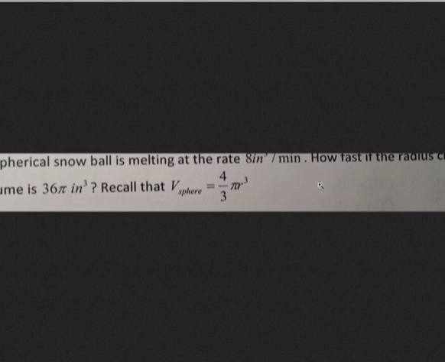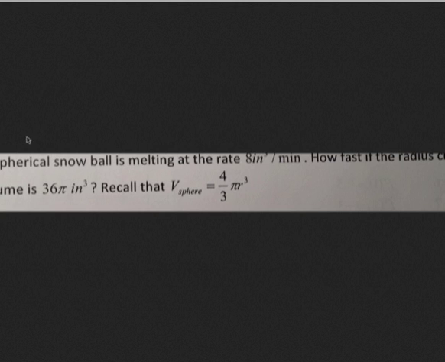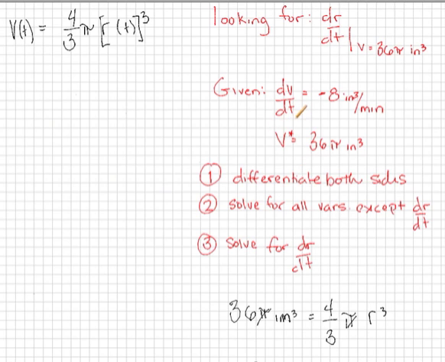So it looks like in your question, we're looking at how fast the radius is changing, which means we're looking for dr/dt, and specifically, they want dr/dt when the volume is 36 pi inches cubed. Let's look at what they're giving us. They tell us that the snowball is melting at a rate of 8 inches cubed per minute. So in math, that translates to the fact that dV/dt is negative 8 inches cubed per minute because it's melting. They've also given us the volume at the specific time that we're looking at.